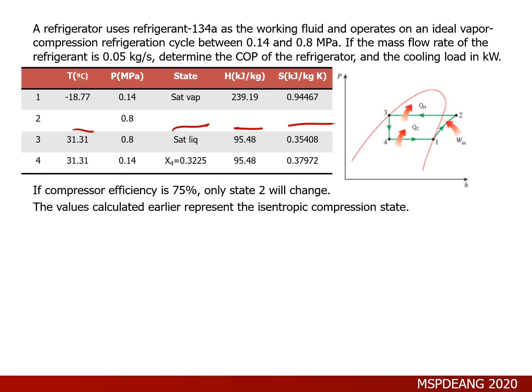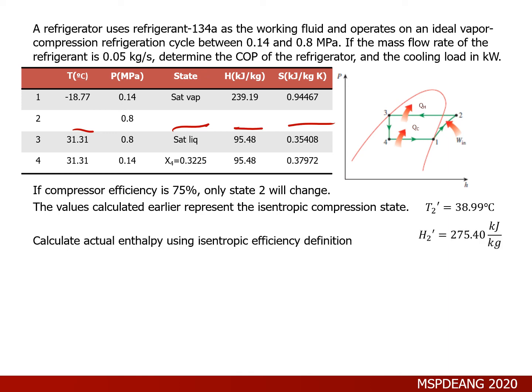Okay, but we can still use the values that we calculated earlier for the isentropic compression state. And the isentropic state again will lead us to the actual values of our specific enthalpy and entropy of the actual state. Okay, so T2 prime is 38.99 and H2 prime is 275.40 kilojoules per kilogram. And from here, we can calculate the actual enthalpy using the definition of your isentropic efficiency. So 0.75 is equal to your ideal work divided by your actual work. And from here, you can now obtain the value of H2, and H2 is now 287.47 kilojoules per kilogram.